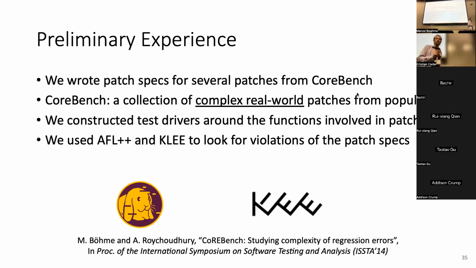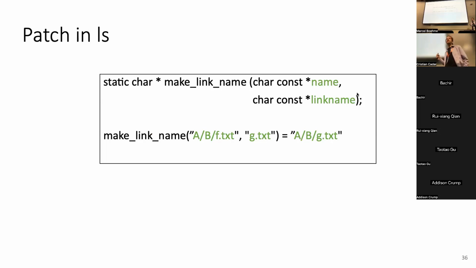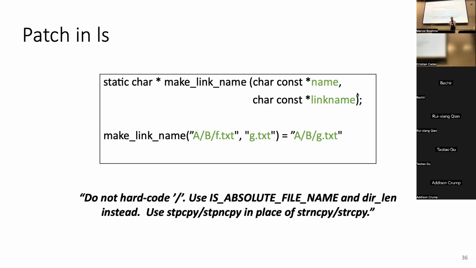So let me give you one example. That's a patch in ls, in the make_link_name function. Essentially, this function takes the path to a file, let's say a/b/f.txt, and then it takes the link name, let's say g.txt, and it gives you the path to the link name, like a/b/g.txt. The commit message says: do not hardcode slash, use the absolute file name and dir name instead. Use stpcpy and stpncpy in place of strncpy and strcpy. Can you guess what kind of patch this is, and what it's supposed to do?